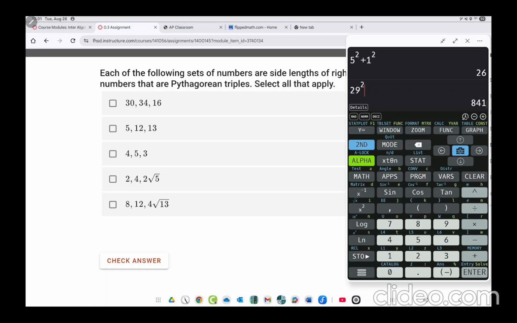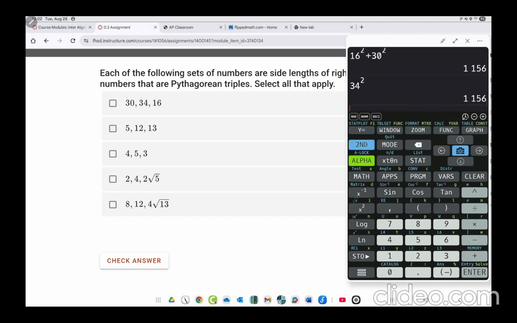All right, so for this one, again, you just take your two smallest numbers. Here, the two smallest would be 16 and 30. Square them and add them together; you can type that all together in the calculator. So take 16 squared plus 30 squared and see what that gives you, and see if 34 squared is the same thing. Is it?